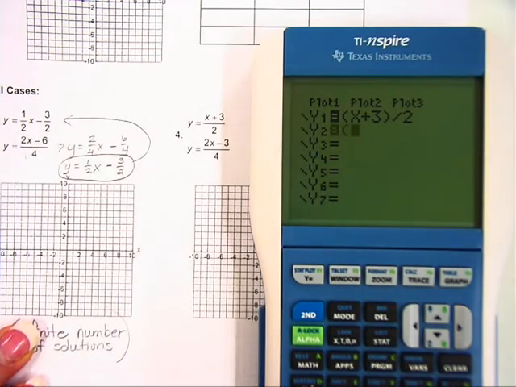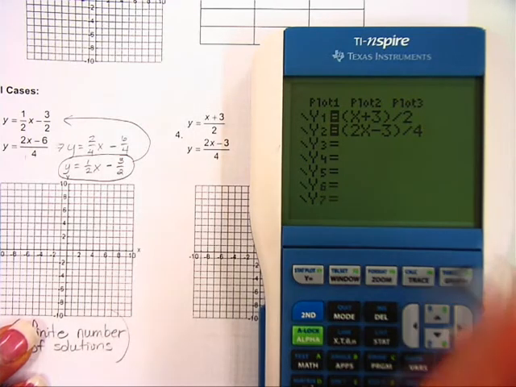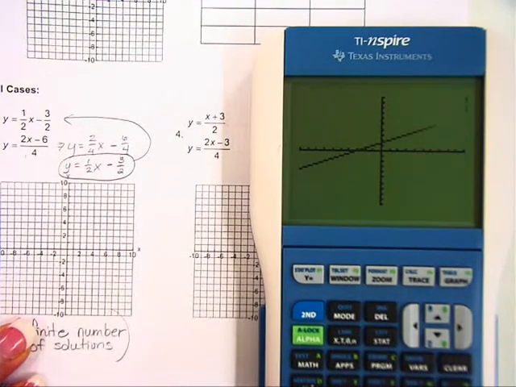2x over 4? Yep, open parentheses, 2x, well, let's say 2x minus 3. Okay, and then divide by 4. Okay, check to make sure you've got everything the way you want it. And now let's hit graph and see what we get. Okay, we have two parallel lines. They're never going to touch, no matter how far out we draw them. So we have an empty set of solutions, or no solution.